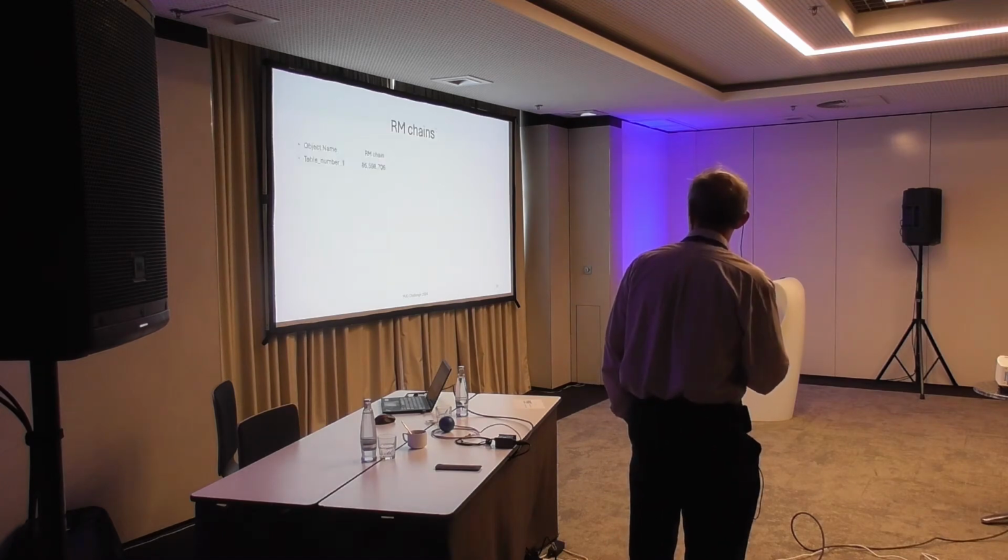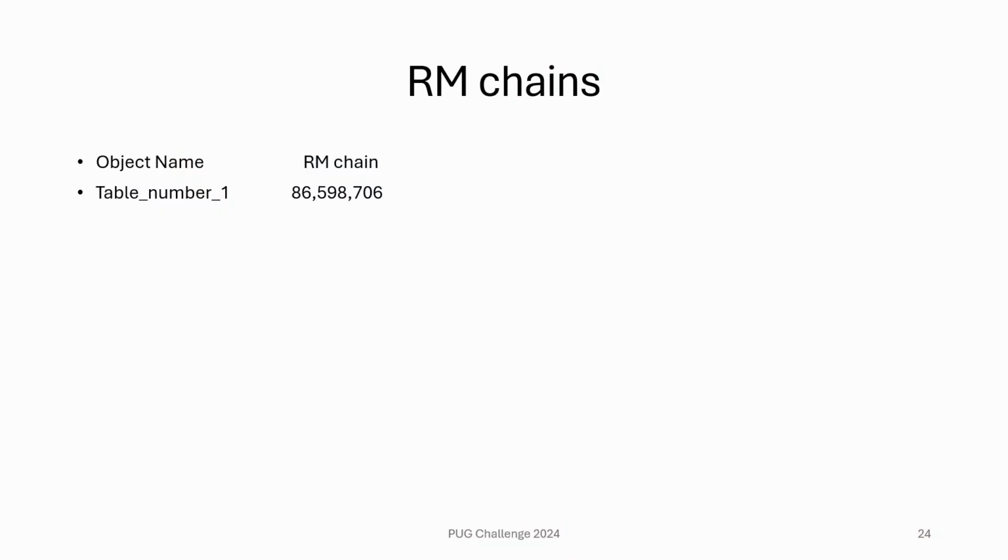Okay, and the result of everything I said is this screen. This screen shows my table, which I call, let's say, table number 1. This is how many blocks it has on the RM chain, and this is how many blocks are going away from the RM chain. So that many blocks left the RM chain every week.